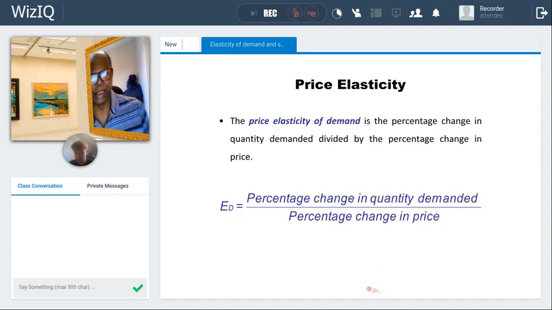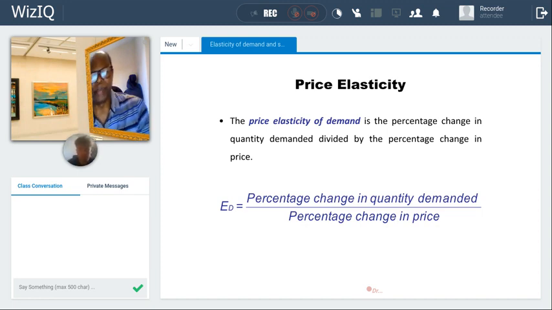So let's continue. Price elasticity. The price elasticity of demand is the percentage change in the quantity demanded. I've written this down already. Do I need to rewrite this? No, you already have. I'm just reminding you, so concentrate on the notes that you already have. I'm going to forward this to you, so nothing to worry about.